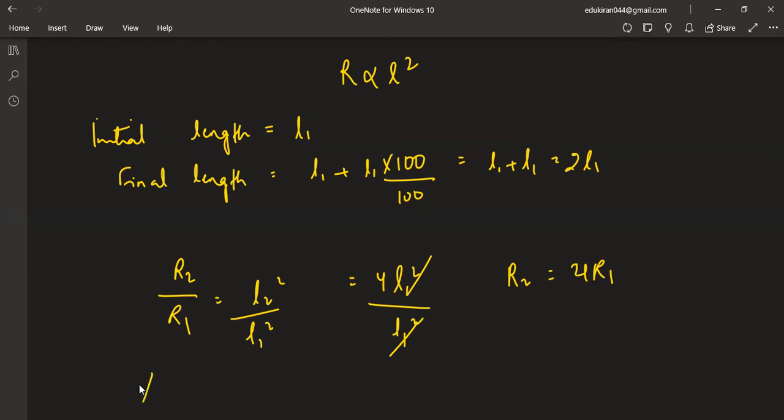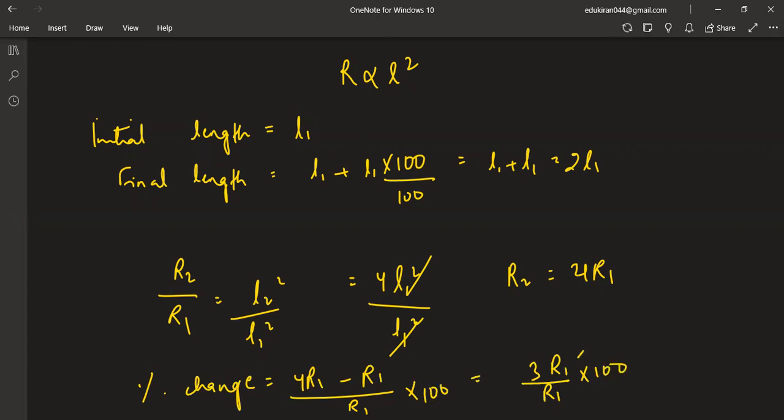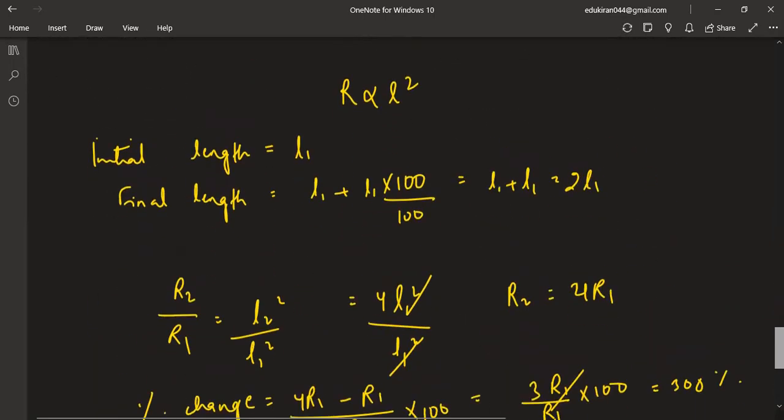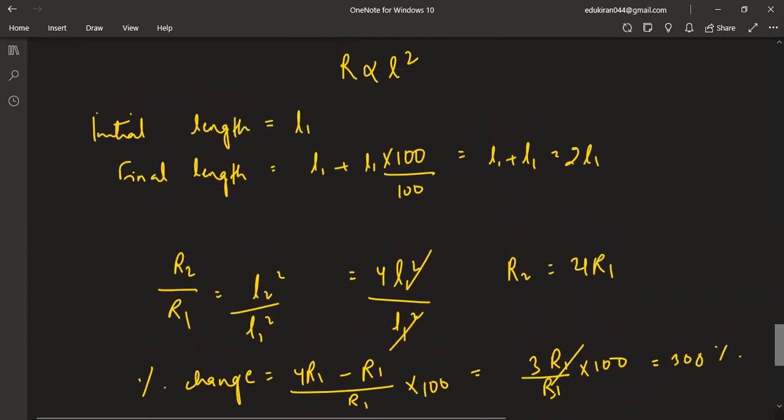So how do you calculate the percentage change? Final minus initial by initial into 100. So this is 3R1 by R1 into 100, which is 300%. Like this you have to calculate. Those who couldn't, just note it down. This is an important question. Do mark this question as important, all of you. And I'll share some more questions, and note it.